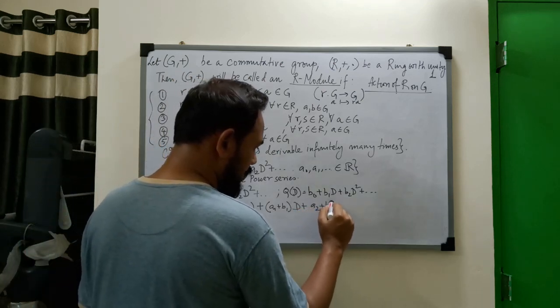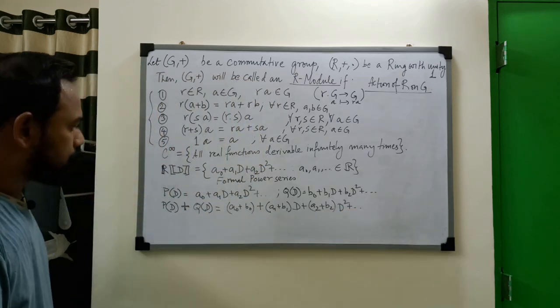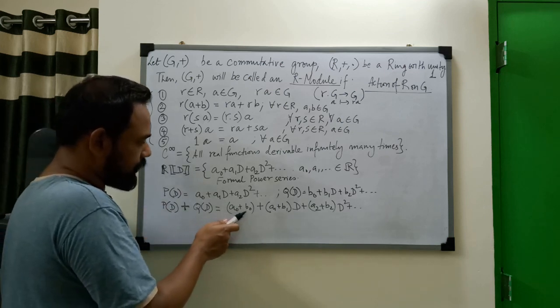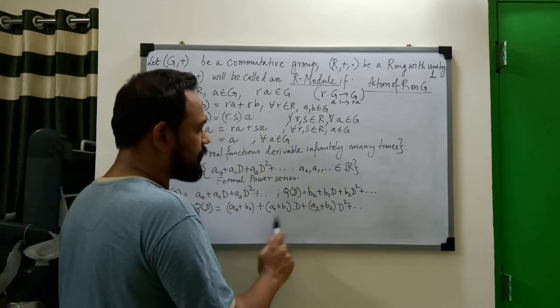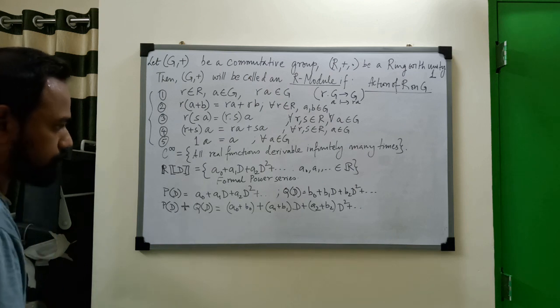A2 plus B2 elements of D square, they are put together as the coefficient of this new element. So this is how I have defined addition, and you can see that it is closed because these A0 and B0 are real numbers, so this will be a real number. A1, B1 are real numbers, so A1 plus B1. So this really is an element of this. So the addition is closed, okay?